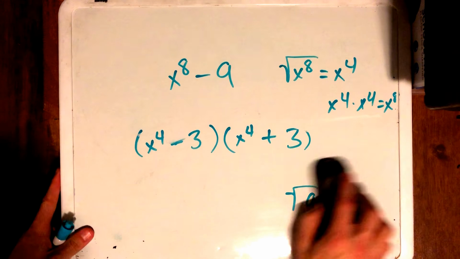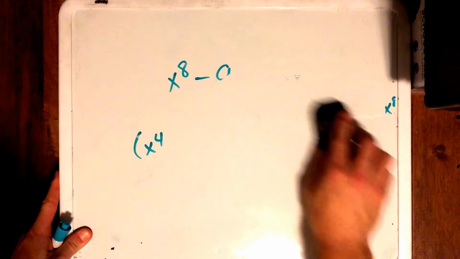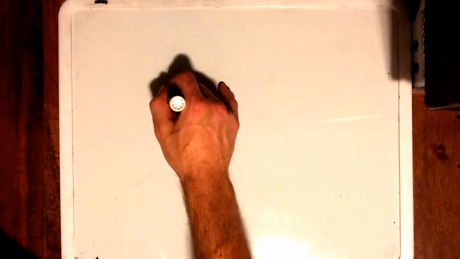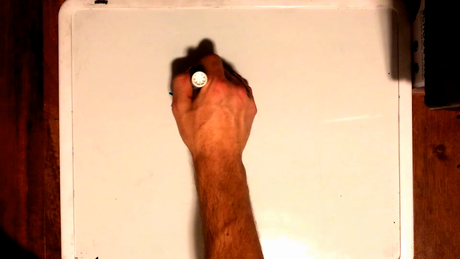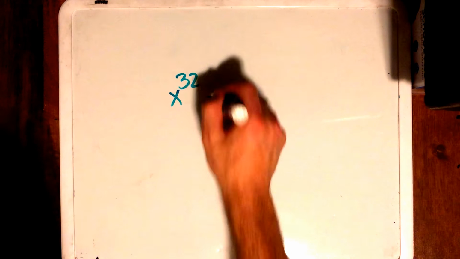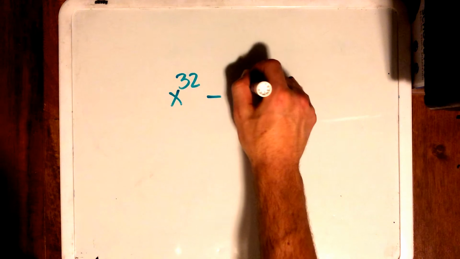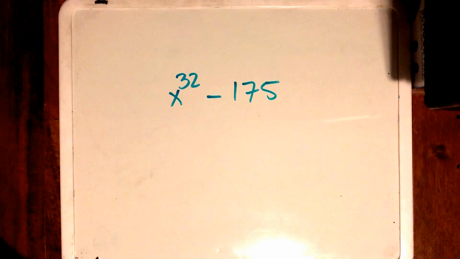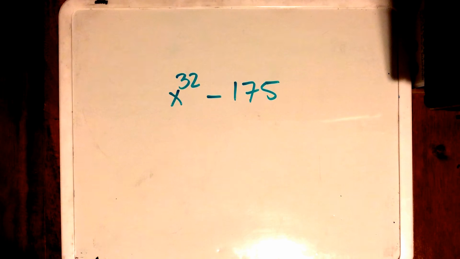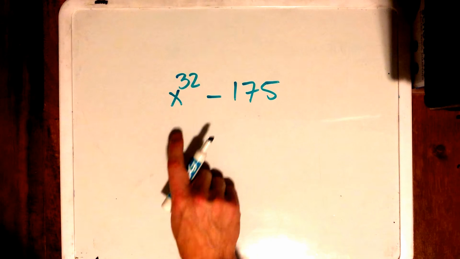Woo. We're going to do one more, and then you guys can be on your way. What if I had, do I want to do a tough one for you guys? Okay, let's do it. So let's go x to the 32nd minus, let's do some quick math in my head, 175. Oh no.